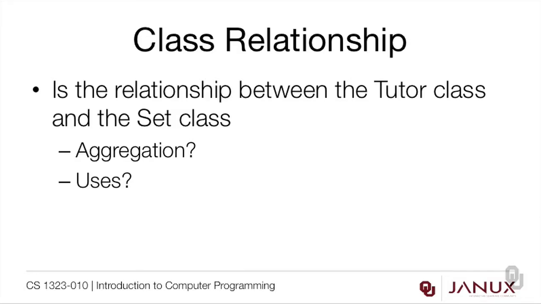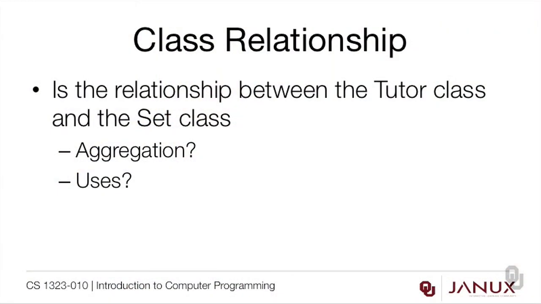So one thing we might want to think about is, what is the class relationship between the set class and the tutor class? Is it aggregation or is it uses? Well, if you think about the tutor class, it had two instance data elements, and they were both ints, so there's no instance data from the set class. That means it's definitely a uses relationship. But remember, even if we had a set operation in the tutor class, if the set wasn't part and parcel of the class, if it wasn't a meaningful component, it wouldn't be an aggregation relationship. If we're going to show this in UML, we would show it with a dotted line with an open arrowhead.